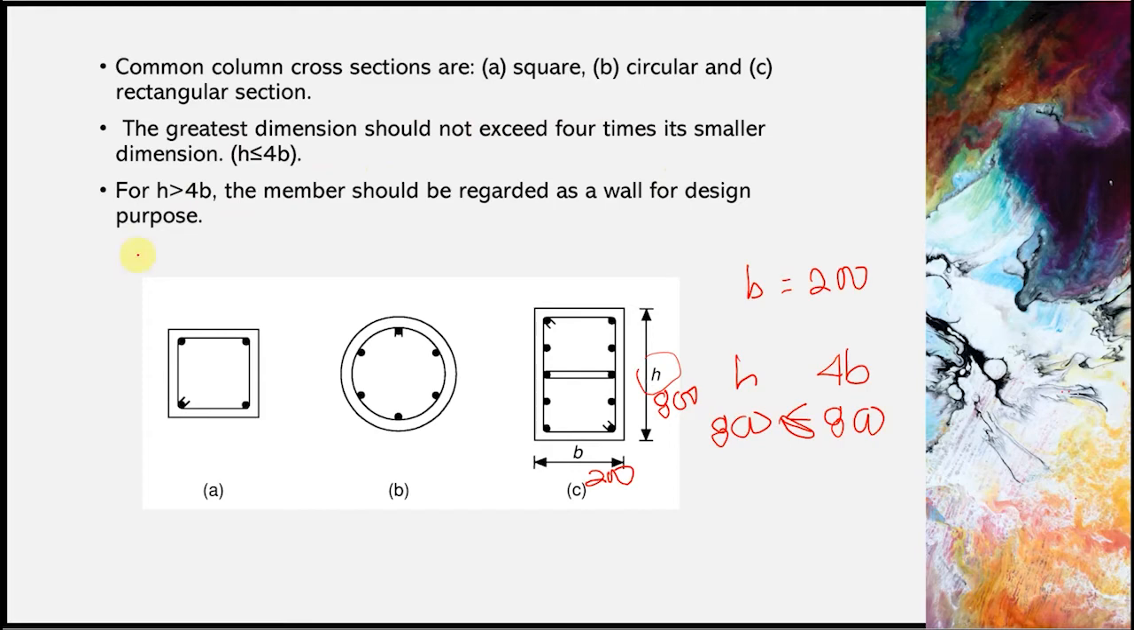So the equal meaning kita consider dia as column. But if let's say H is bigger than 4B, contohnya kalau H ni you tukar jadi 900, so H is bigger than 4B sebab H adalah 900 and 4B adalah 800. So 900 is bigger than 800. The member should be regarded as wall for design purpose. So walaupun dia adalah column, you nampak dia macam column, tapi bila you design, you're going to treat it as wall.